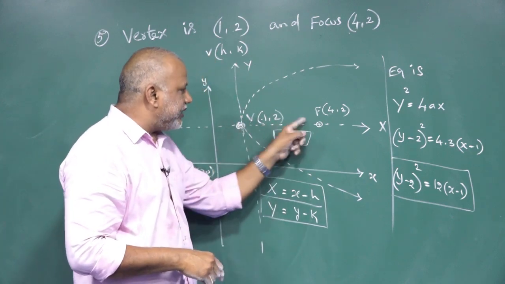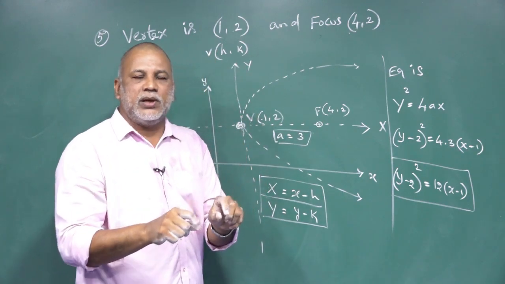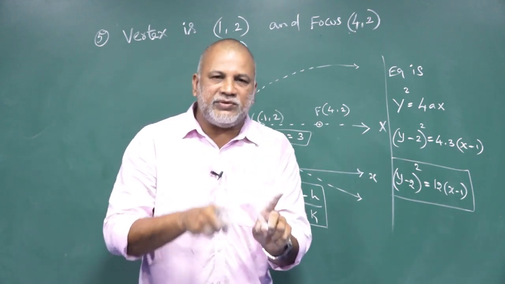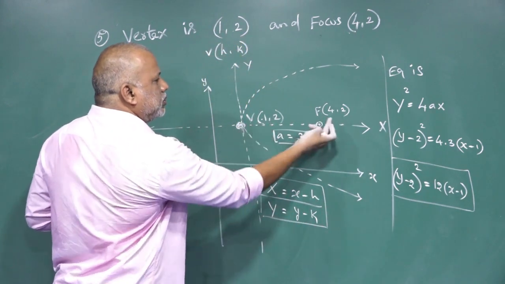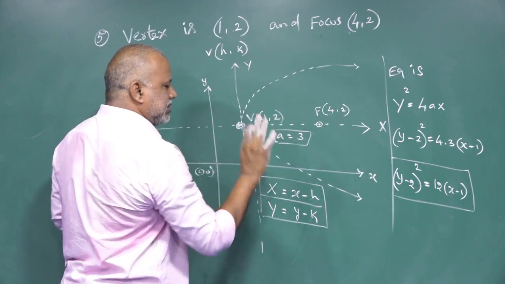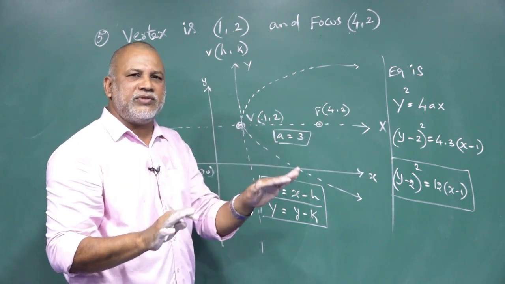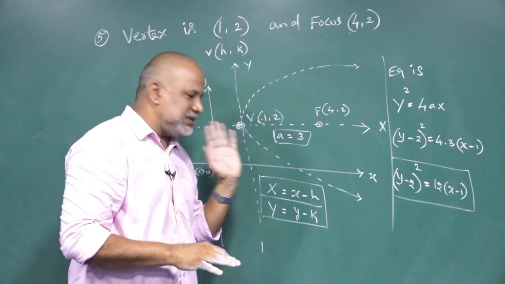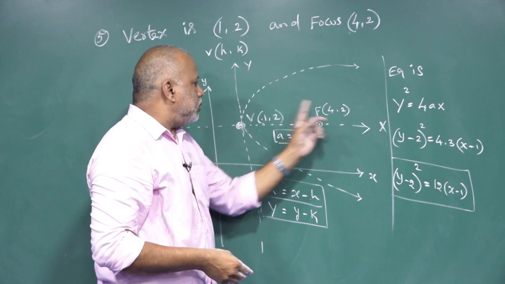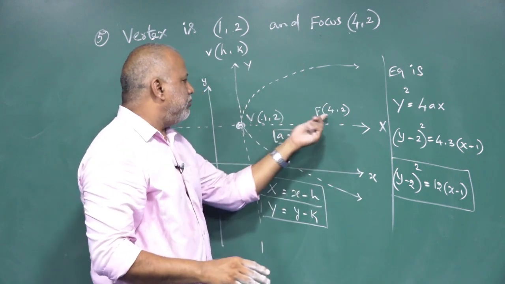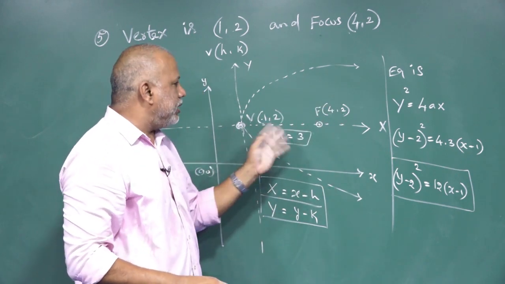Now listen, VF is the value of a. What is the value of a? The distance between vertex and focus is a. See (4, 2), (1, 2). Just subtract: 4 minus 1 becomes 3. Use the logic instead of the distance between 2 points; this is the same, because it lies on the same axis only. Here 2, here 2, the difference must be 0. So 4 minus 1, just 3. So a equals 3.